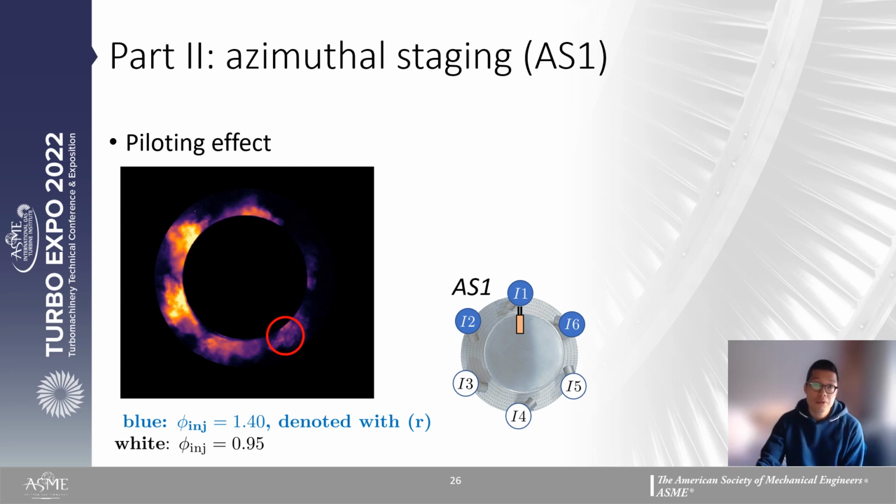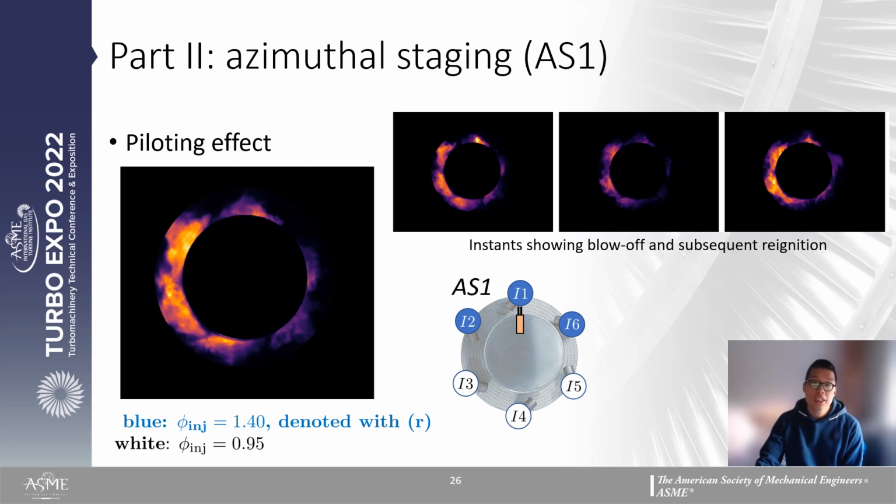After the successful reignition of injector 4, we'll see that injector 5 gets reignited as well. And eventually, the flame on these injectors will stabilize. So here are some image instances of interest which show the instance of blow-off and subsequent reignition more clearly.